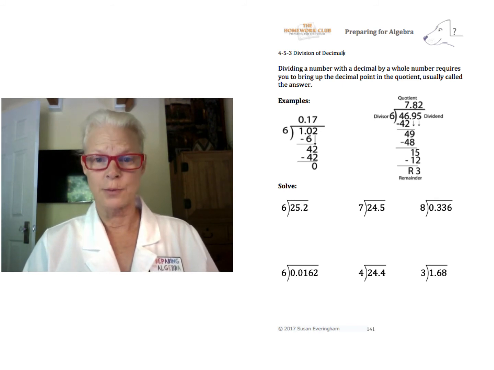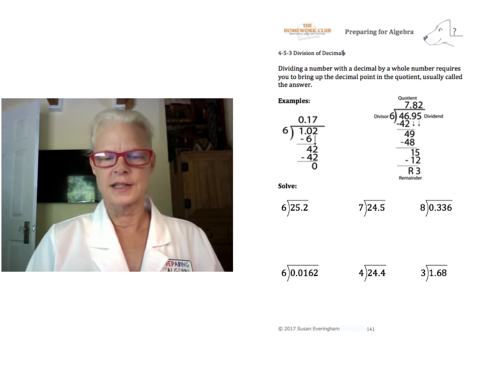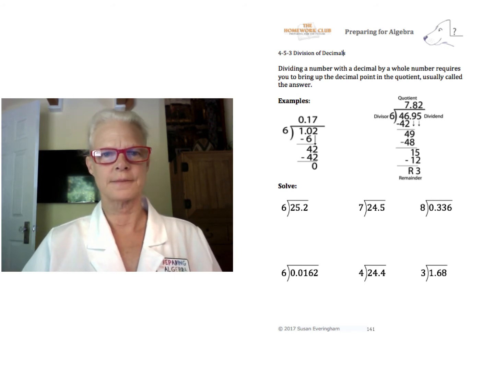And on the second problem, we've got 46.95 divided by 6. In the first example, you have a 0 remainder. In the second, you have a remainder of 3. Go ahead and solve the next 6 problems.